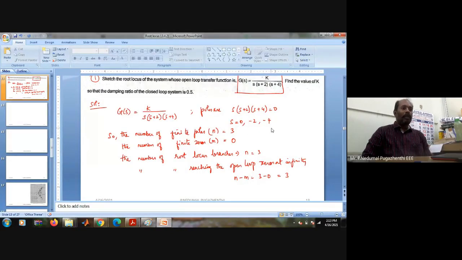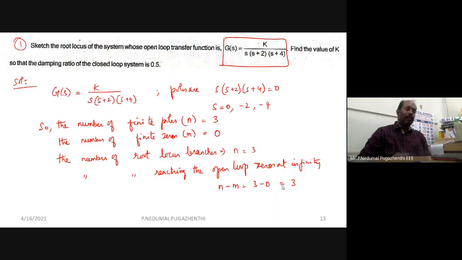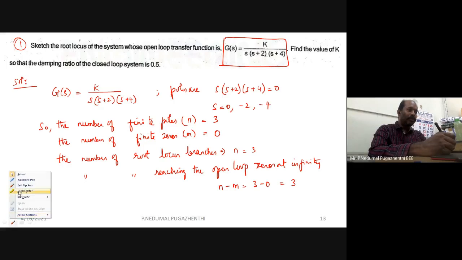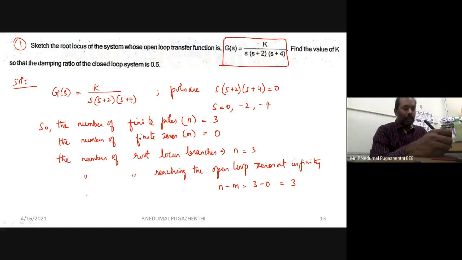So what is my next work? I have to find the remaining steps involved. What are the remaining things I have to find? Step by step, I should know how many asymptotes are required. The number of asymptotes is equal to the number of root locus branches which has to be guided to reach the zeros at infinity. So here we need 3 root locus branches to reach the zeros at infinity.